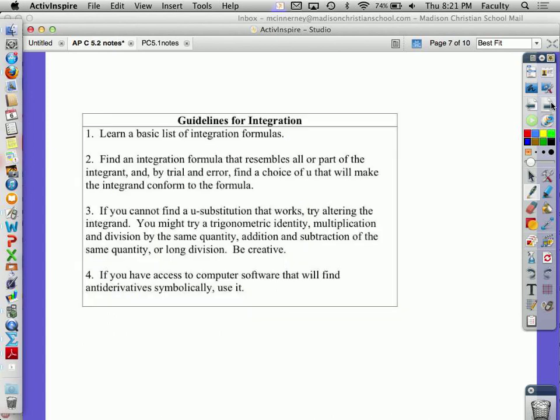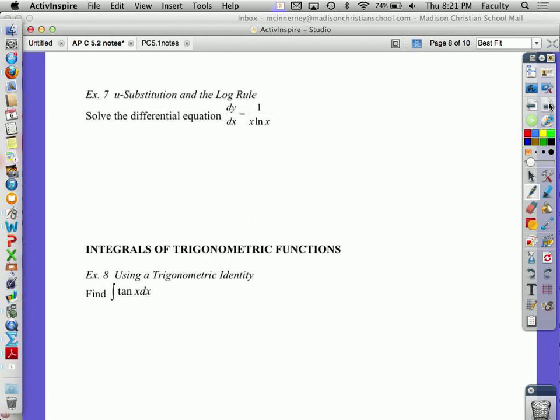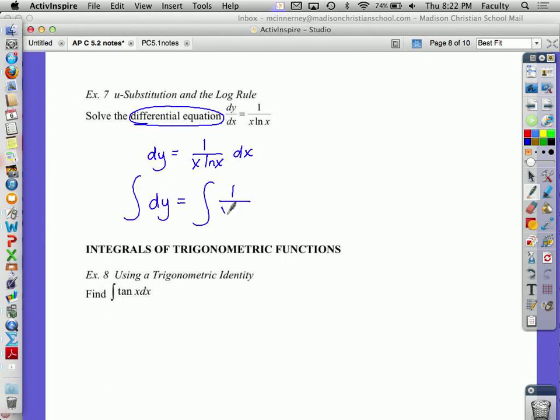All right. Here's the guidelines, you can read that in your notes. Then example 7. It says solve the differential equation. Remember, a differential equation just means it has a derivative of y. And what you're going to want to do is first separate the dy and y's and the x and dx's. So to solve it, you're going to want to integrate it. So I'm going to integrate both sides.